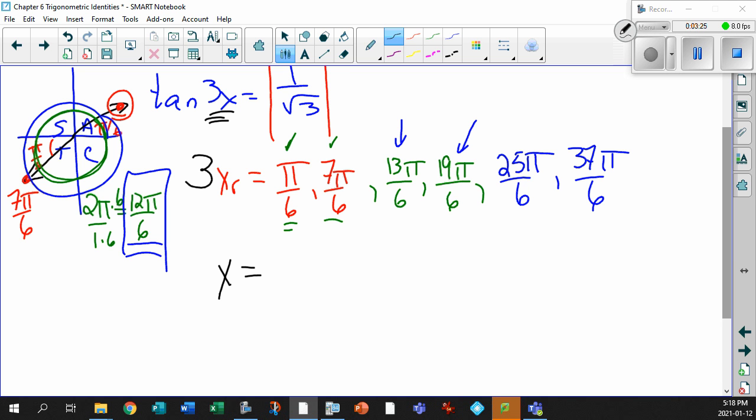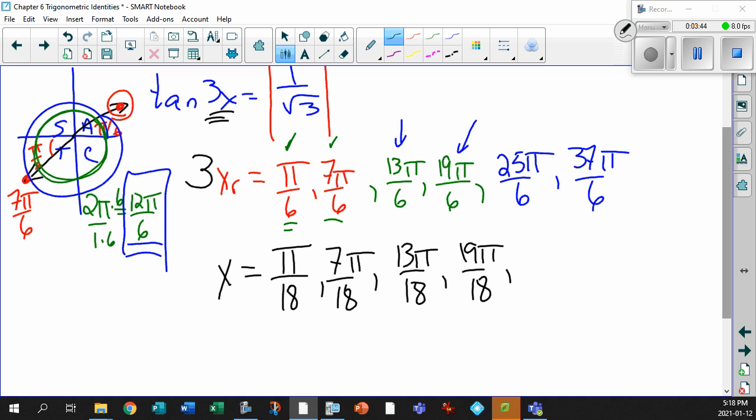So x becomes pi over 6 divided by 3. Oh my goodness. Divide this by 3 is the same as multiplying by 1/3. So this is pi over 18. This one's going to be 7 pi over 18. This one's going to be 13 pi over 18. This one's going to be 19 pi over 18. This one's going to be, yep, you guessed it, 25 pi over 18. And then finally, 37 pi over 18. That's all of your answers. You've got 1, 2, 3, 4, 5, 6 answers.